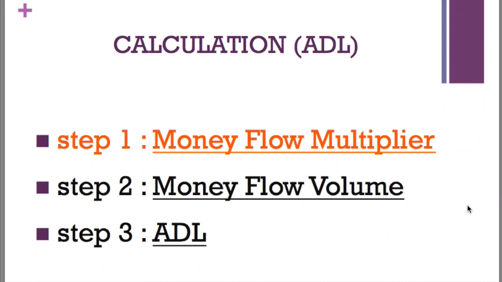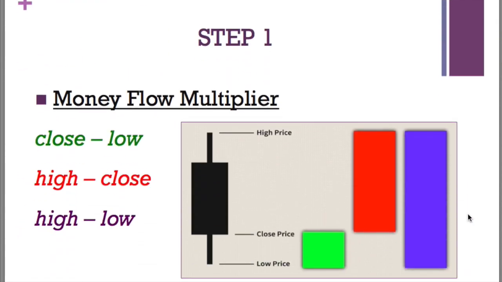The ADL, and so the calculation of the ADL, consists of 3 steps. In step 1 we will calculate the money flow multiplier. In step 2 we will calculate the money flow volume. Step 3 we will calculate the ADL. First things first, we will start with step 1. We will calculate the money flow multiplier.